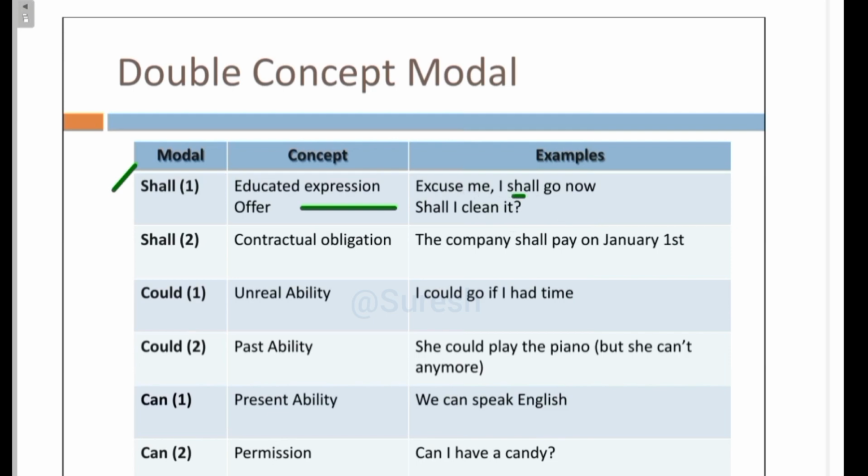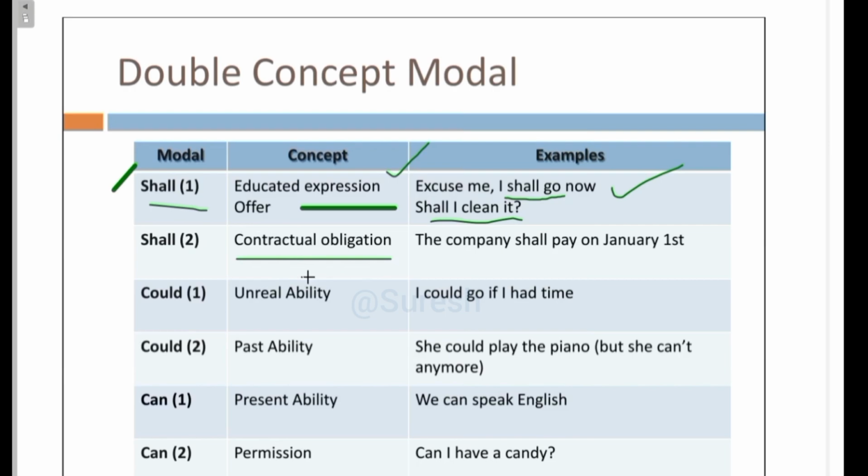Excuse me, I shall go now. Shall I clean it? See, excuse me, I shall go now. Shall I clean it? Might be two different sentences. We can make them two different sentences, but the idea is clear. Expression, shall I do it? I shall go now. Shall I do it now?